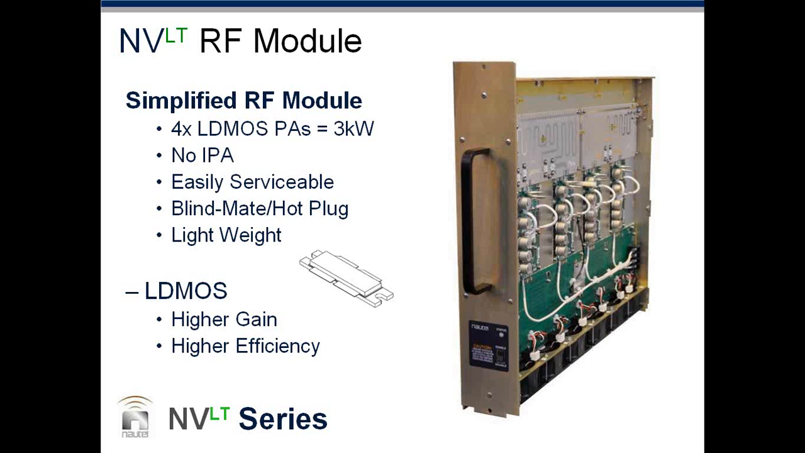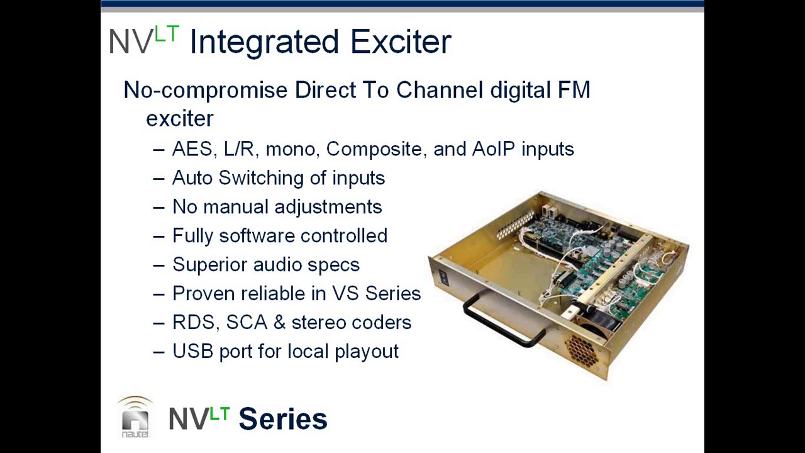And secondly, the internal connection capacitances are much lower, and that means that the gain of the device is higher. So we can actually remove a gain stage. There is no IPA in this transmitter. So you add all that together: fewer combiner stages, no IPA, a higher efficiency amplifier, and we've come up with a module that's smaller, lighter, more efficient.